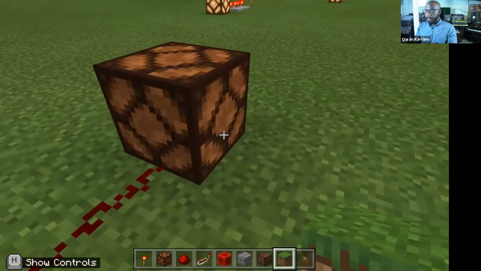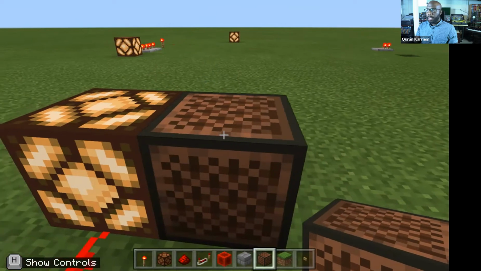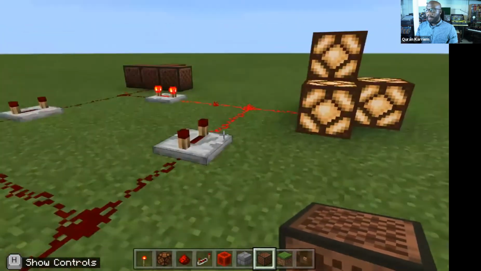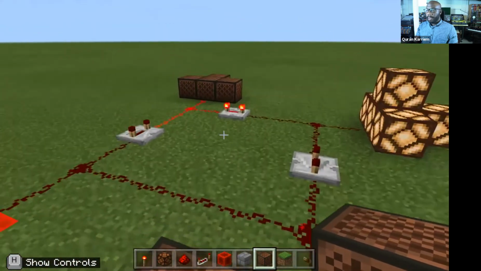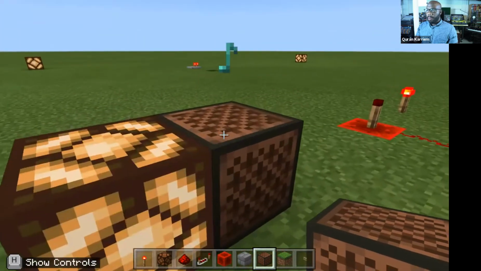So something I've been curious about, I haven't tried. Okay, that works. So I can make a cluster with a lamp and note blocks too.